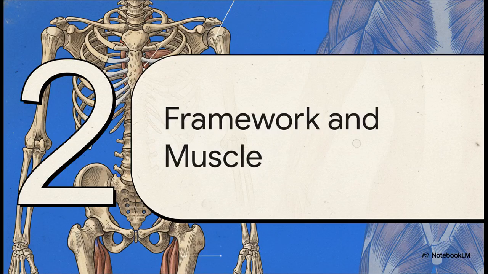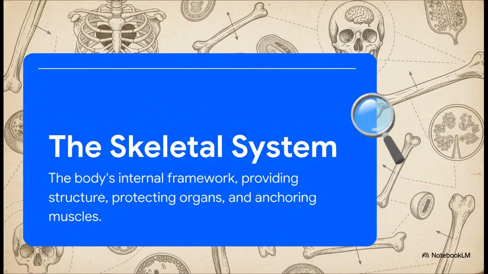All right, we've got our map, we've got our language, so now it's time for the really fun part. Let's head inside. And we're going to start with the big stuff, the systems that give us our shape and let us move around, the skeleton and the muscles. You know, it's easy to think of the skeleton as just, well, a bunch of dry bones. But it's so much more.